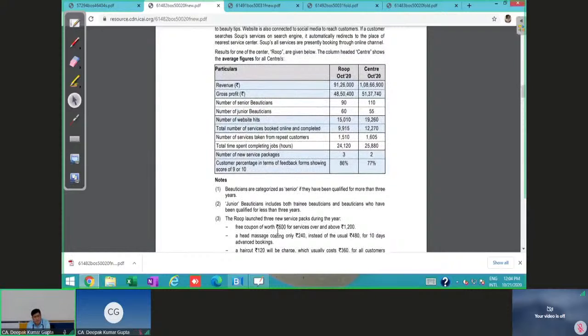And second, if we look at the ratio of senior beauticians to junior beauticians, in Roop the number of junior beauticians is 60 and senior beauticians is 90.